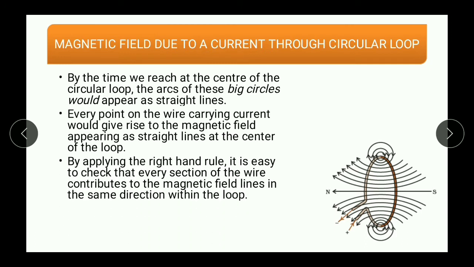By applying right hand thumb rule, it is easy to check that every section of the wire contributes to the magnetic field lines in the same direction within the loop. So we can use this right hand thumb rule that we had studied in the earlier session in this case.